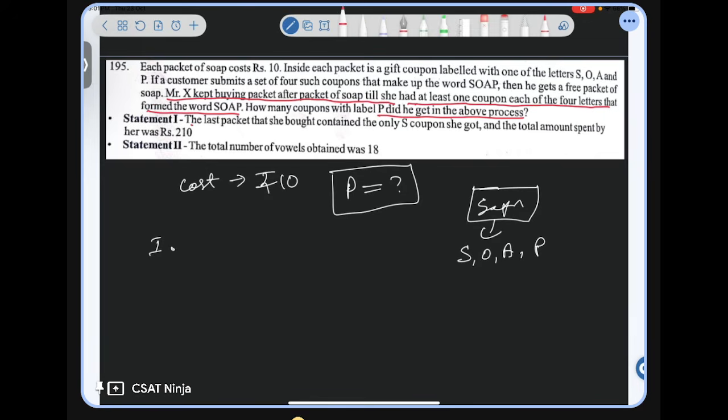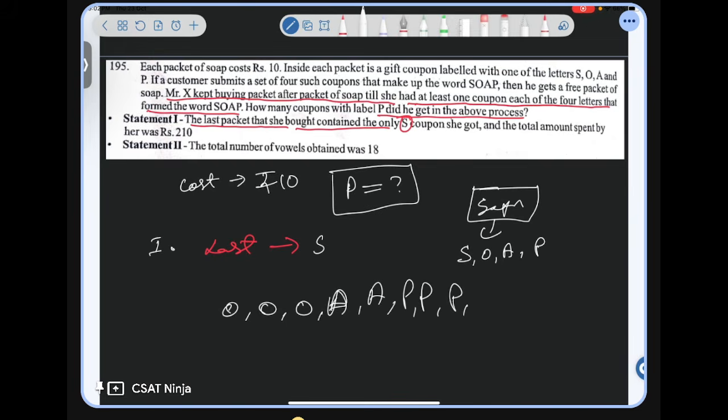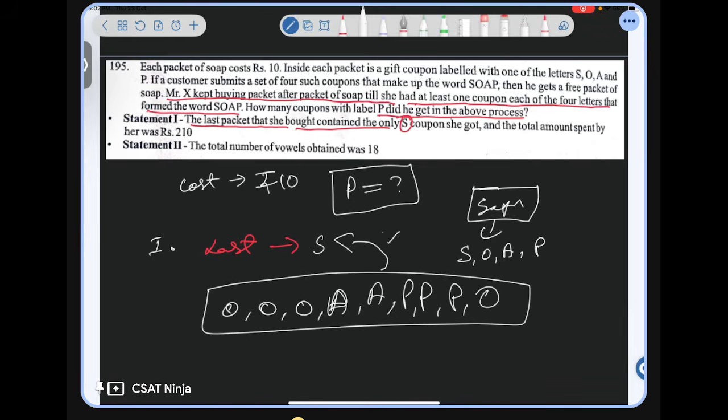The last packet that she bought contained S only. The last packet is nothing but S. So which means Mr. X has a lot of letters: there may be O, there may be A, and there may be lots of B, and so on. But there was no S there.